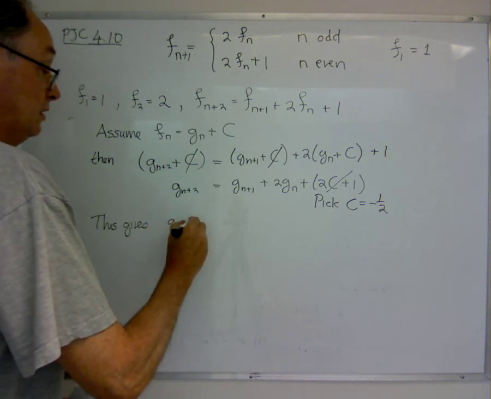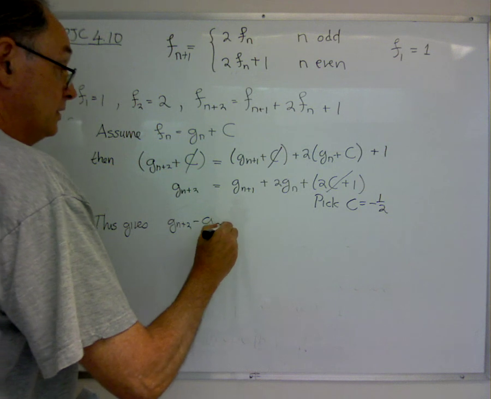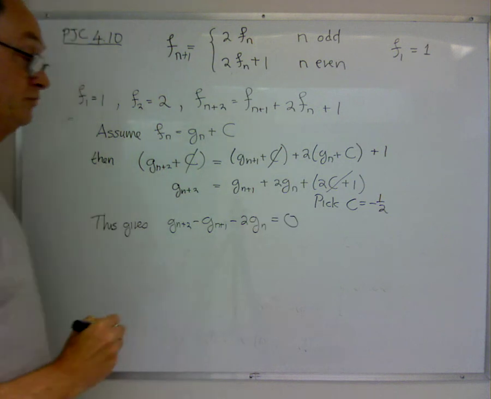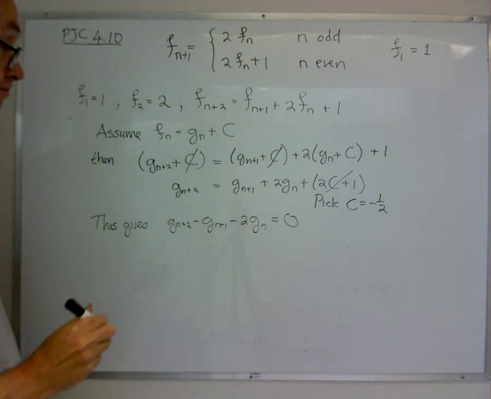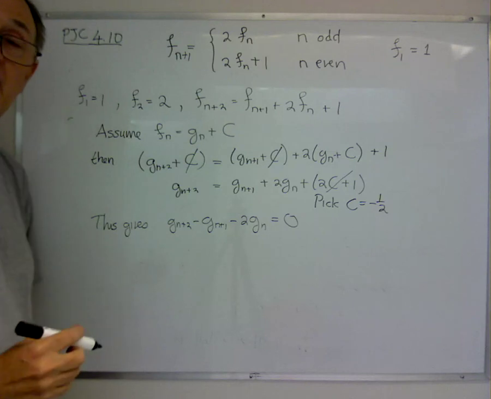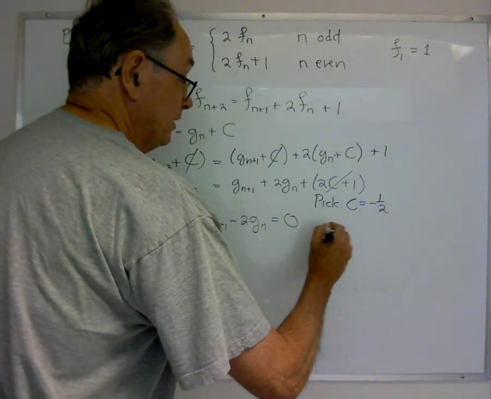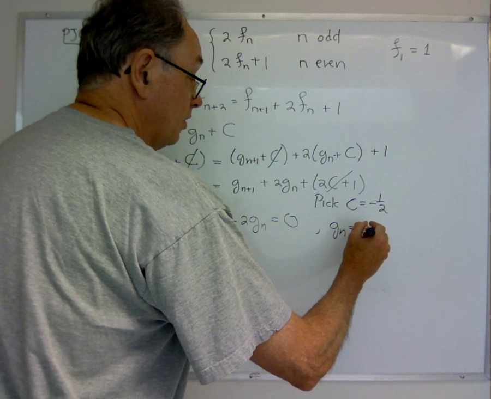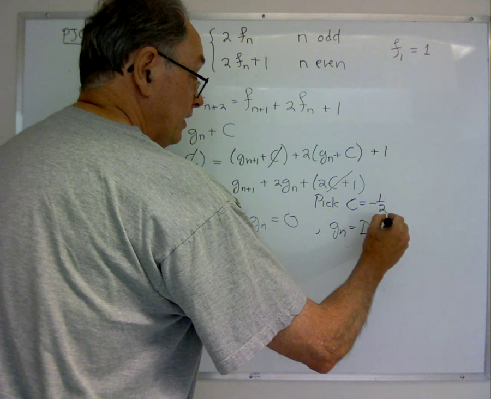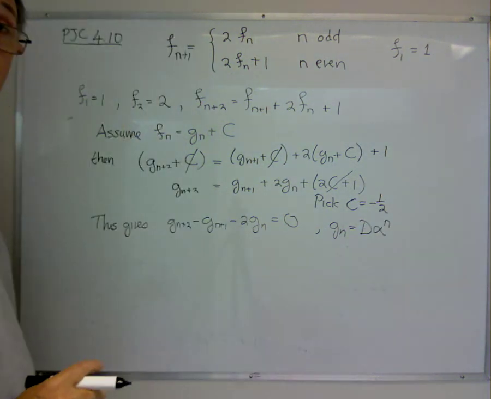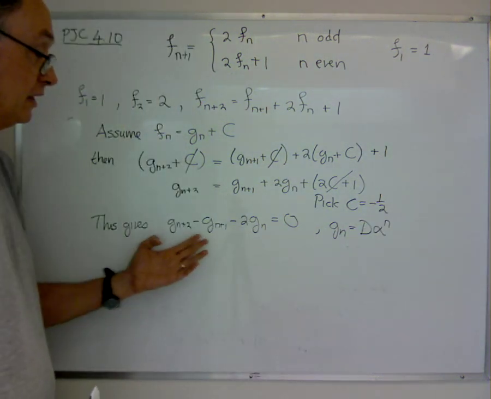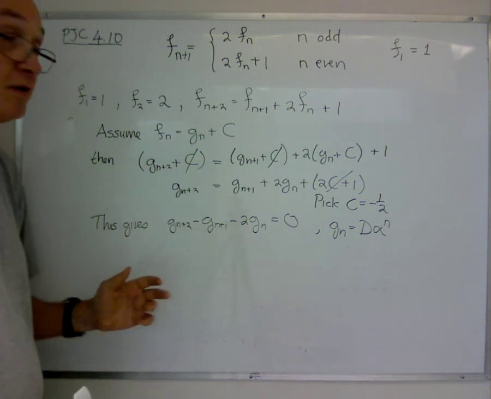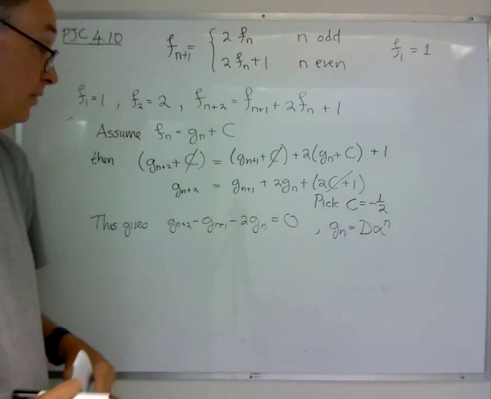So this gives g_{n+2} minus g_{n+1} minus 2g_n equal to 0. Okay? So now we know what to do. You're going to say that g_n is equal to some constant, let's call it d, times alpha to the n. Alpha is some unknown number. As I've explained before in class, when you have linear homogeneous equations like this, they love exponential solutions. And so here's an exponential solution that we're going to try out.